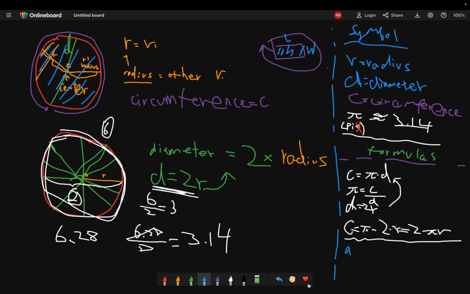Area equals pi r squared. Pi r squared. That is the area. We have pi, and we have the radius squared. All right, let's do a little example here.